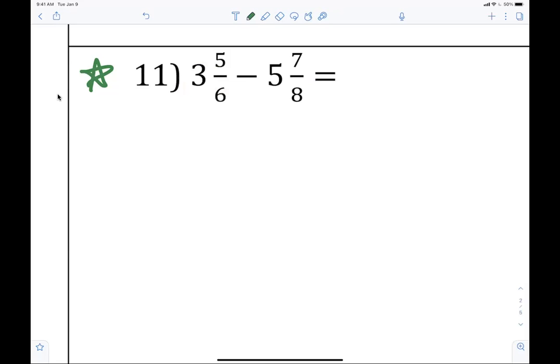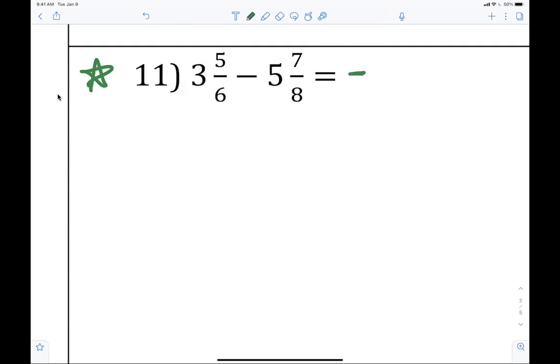Now, if I'm going to subtract, can someone tell me right now, is the answer going to be positive or negative? It's definitely going to be negative. Thank you. So I like to put negative out in front so I don't forget the answer is negative. You with me on this?